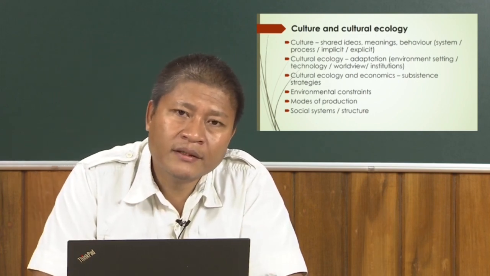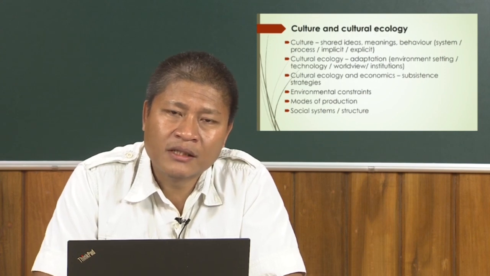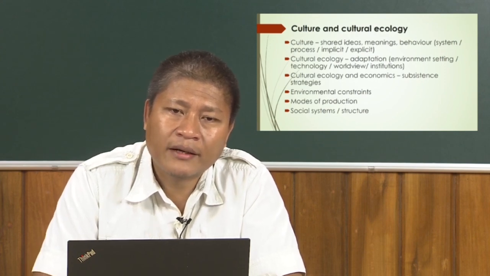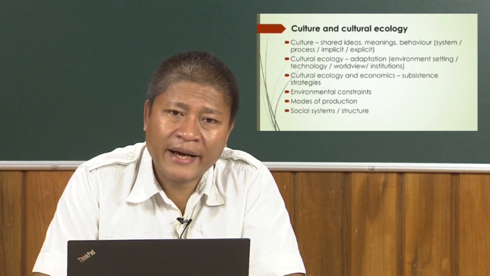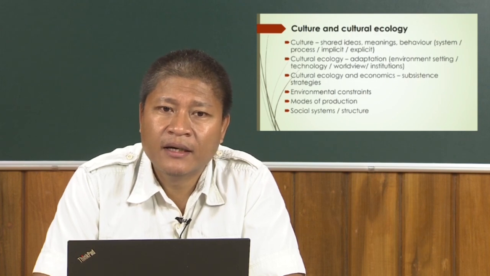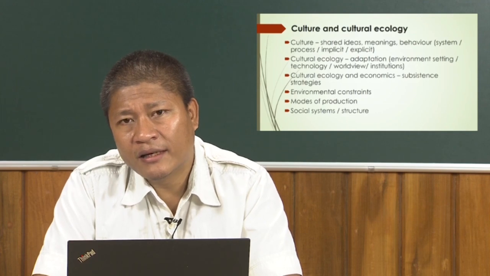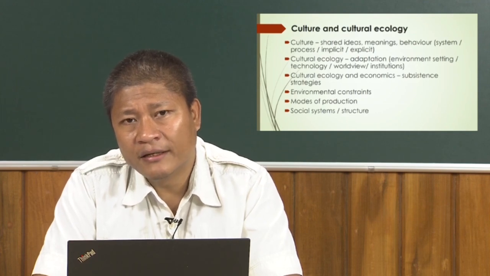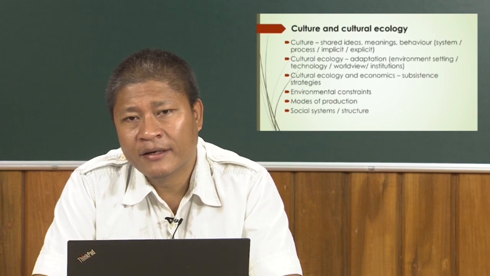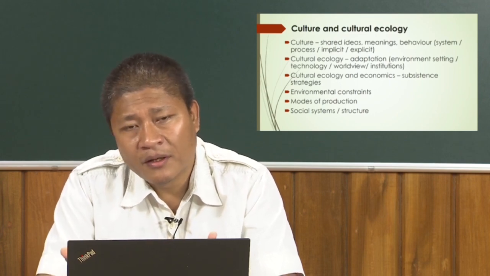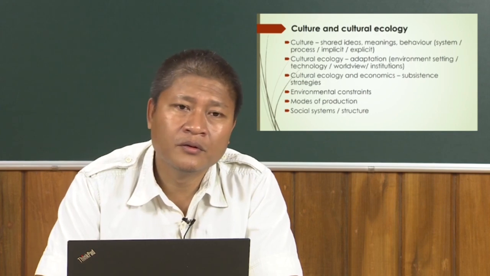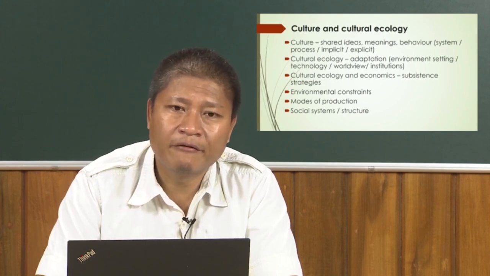Now, what then does cultural ecology attempt to look at and study? It normally tries to look at the way in which a group of people make sense of or try to adapt to their environmental setting, and also through the use of a certain kind of technology, and in terms of adjusting to their environment, or in the pursuit of their means of livelihood.